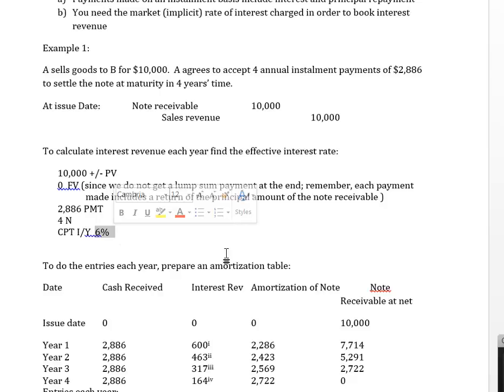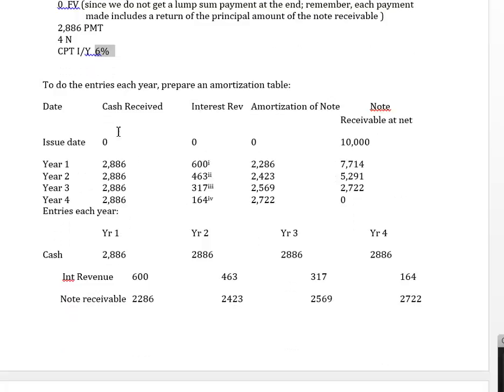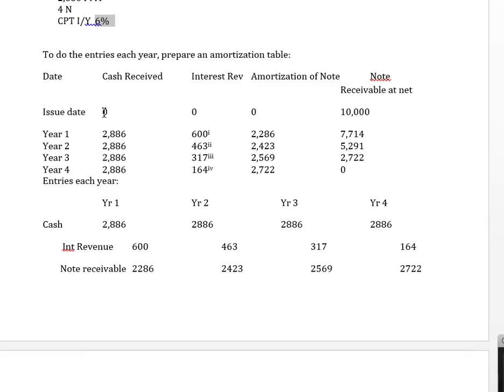So now, in order to calculate the amount of interest revenue we're going to book every year, I just set up a table. The table is going to make it easier for you to record, or make your journal entries to record, the interest. So with the issue date, which is the beginning of year 1, I didn't receive any cash. I have no interest revenue to book. None of the note has been amortized. The note receivable is sitting at its net value of $10,000. But now, at the end of each year, every time I receive 2,886, some of that 2,886 is going to pay off the interest, and it's also going to pay down part of the note principal.